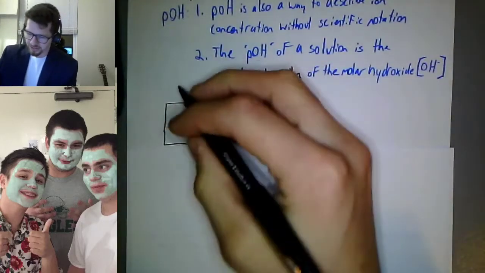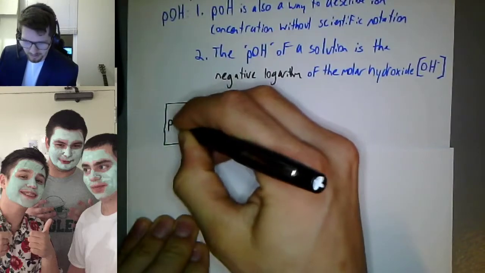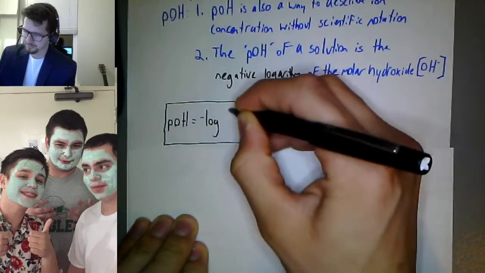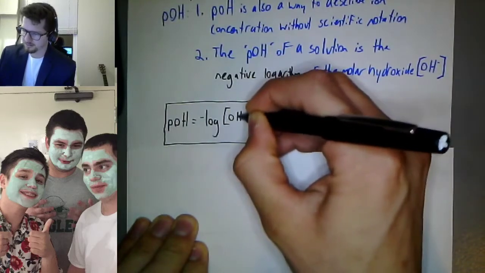So here's our equation to start with. pOH equals negative log of the hydroxide.